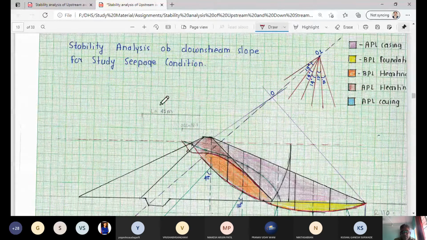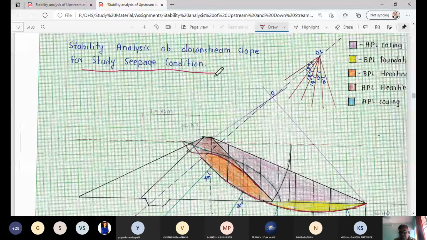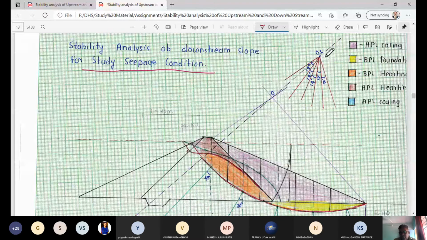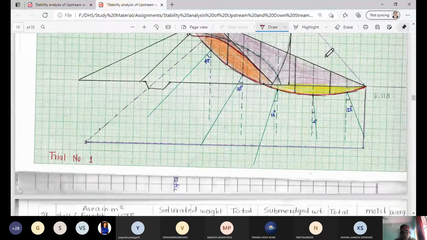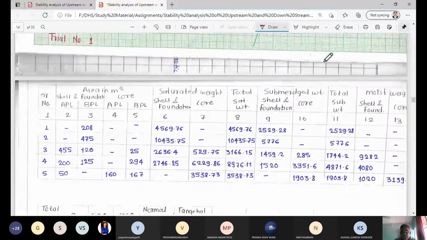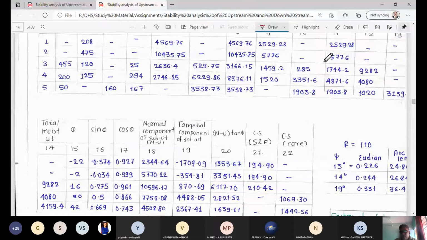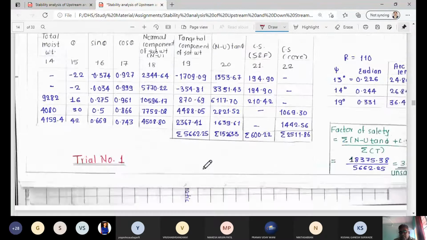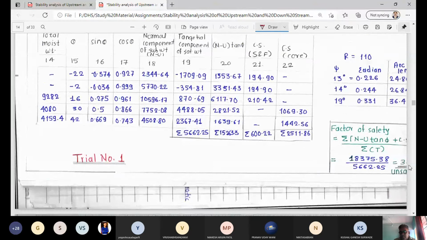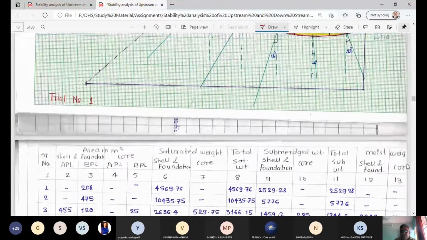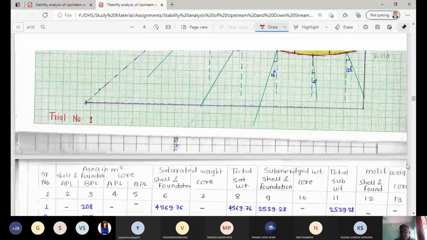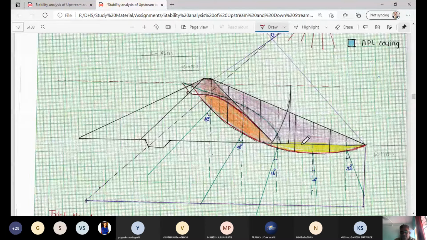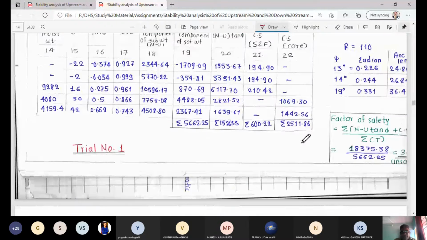Add the downstream side for the steady seepage condition. Again you apply the same theory, take the center of rotation, do these calculations, find out the normal component, then the tangential component, and the factor of safety, which is now 3 point something. But on the downstream side it is unsafe, because it must be greater than 3.5. So it is unsafe on the downstream side because of the steady seepage conditions.